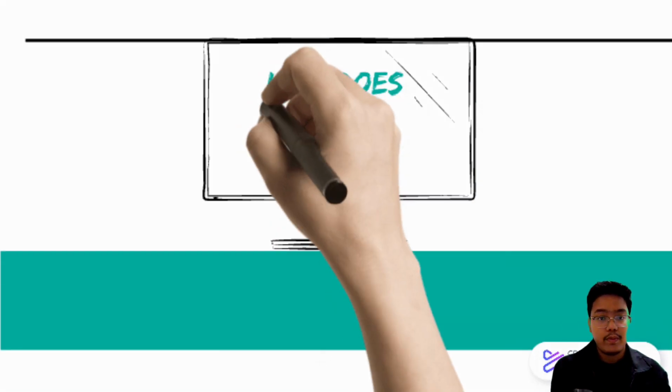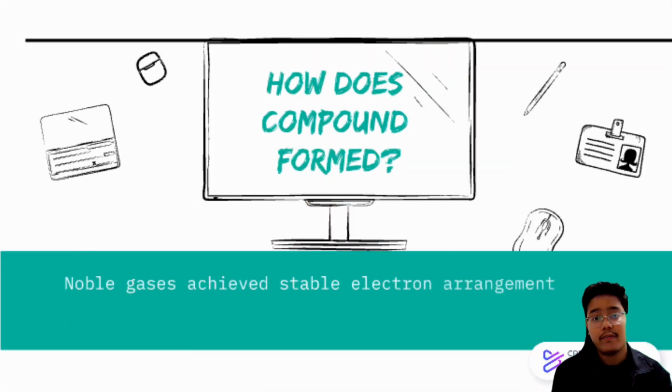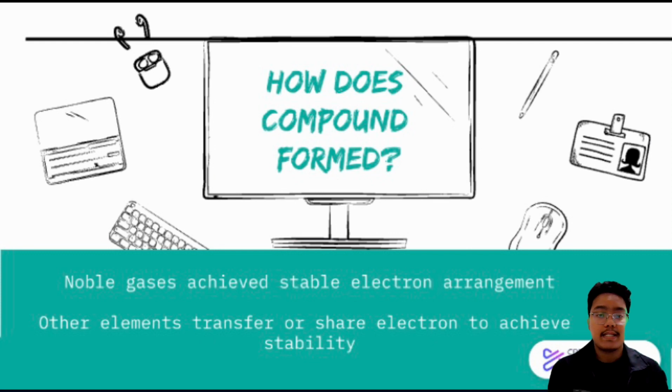So without further ado, we're going to look at how compounds form. Basically, noble gases are monoatomic gases and they are not reactive because they have achieved a stable duplet or octet electron arrangement. However, atoms in other elements need to transfer or share electrons to achieve stability.